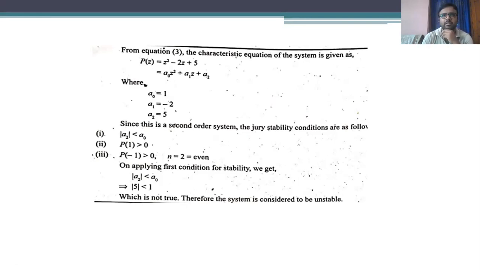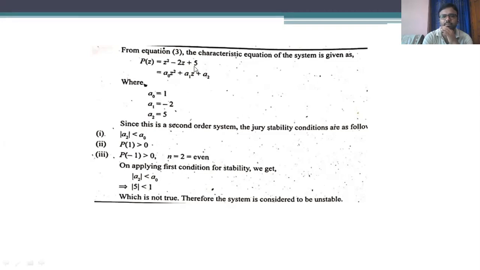That is, P of 1 should be greater than 0 and P of minus 1 should also be greater than 0. Why? Because it is an even order equation. And A2 should be less than A0. So P of 1 is greater than 0 and P of minus 1 is also greater than 0, but the third condition to be satisfied is A2 should be less than A0.